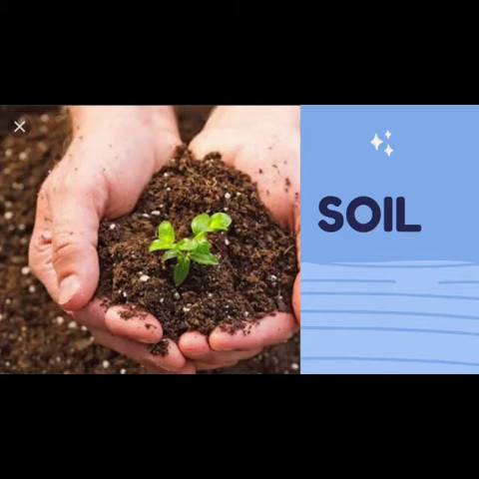Then, what happens to the animals in the soil when they die and the leaves and twigs that fall on the soil? The answer is they rot slowly and mix with the soil.